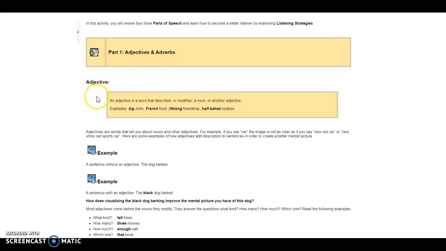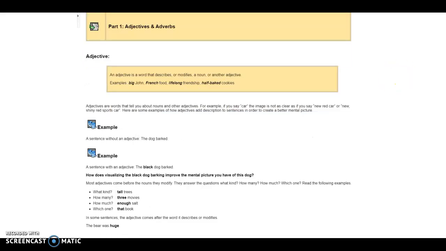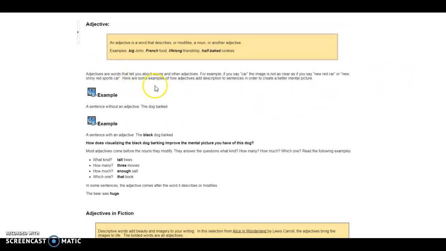We'll start with a definition of adjective. An adjective is a descriptive word that describes a noun or another adjective. You'll get plenty of examples and explanation here. In particular, focus right here. They'll explain the 4 different ways that an adjective can work.